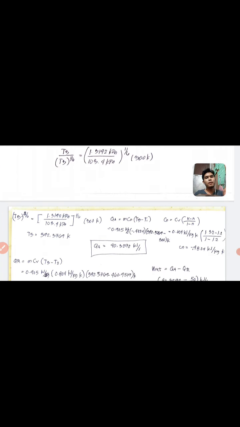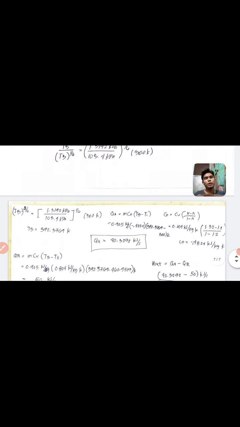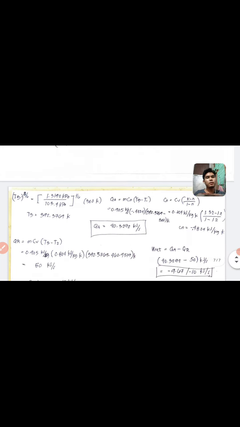T3 over 1/6, since the exponent in division can be subtracted. So T3 now would be T3 raised to 5/6. Copying the previous formula, 1.3192 over 103.4 kilopascal raised to 1/6 multiplied by 300 K. So T3 now is equal to 392.3769 Kelvin.